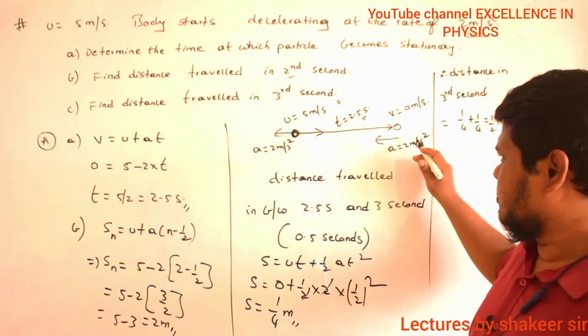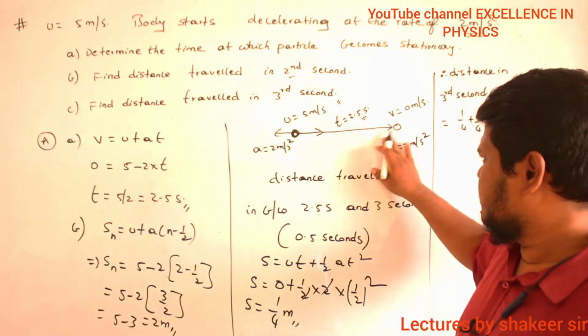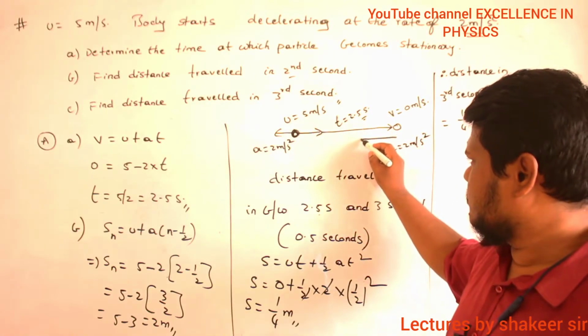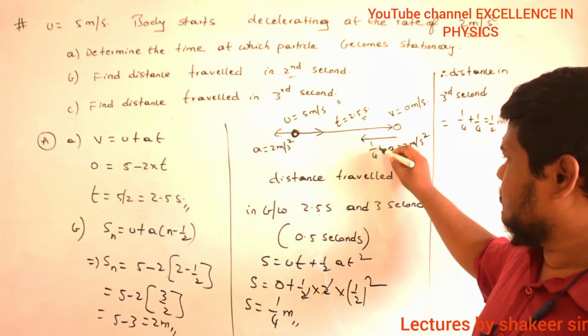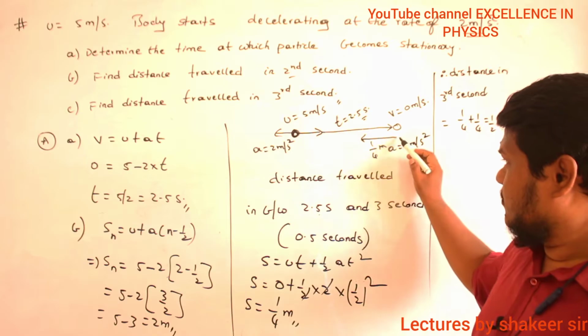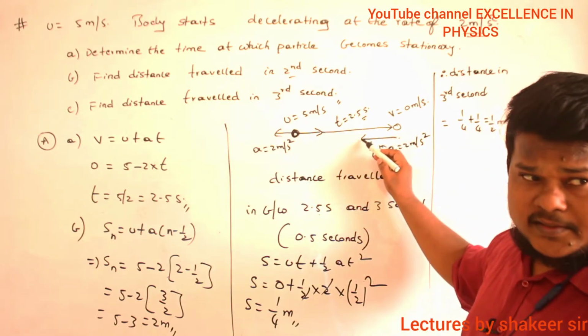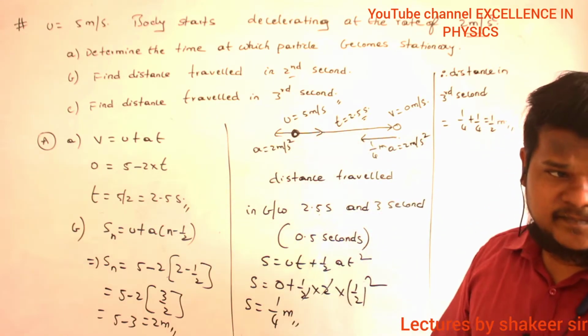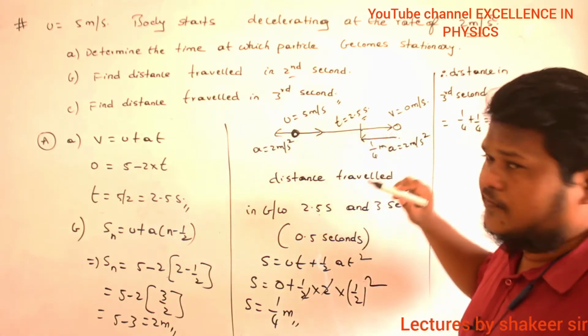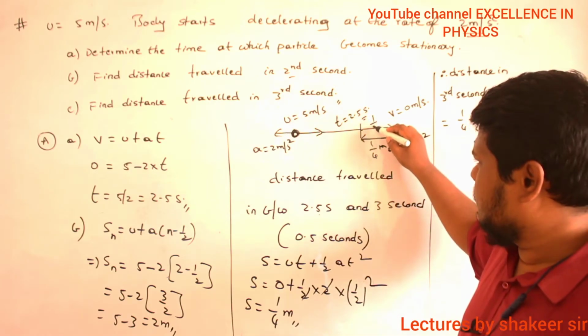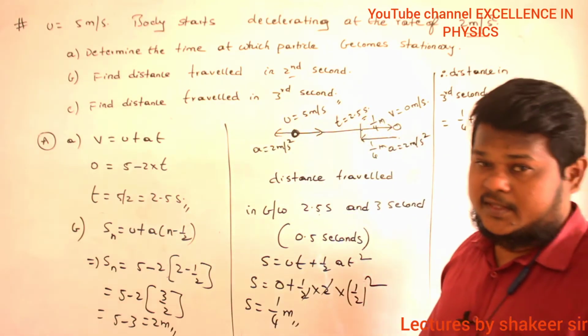Acceleration is same. See, for example, in half second, let us consider the body has travelled from here to here. What is this distance? This distance is 1 by 4 meters. Clear? That is in between 2.5 to 3 seconds. Body will travel 1 by 4 meter. Then the distance travelled from 2 seconds to 2.5 seconds also will be 1 by 4 meters only. Are you able to understand?